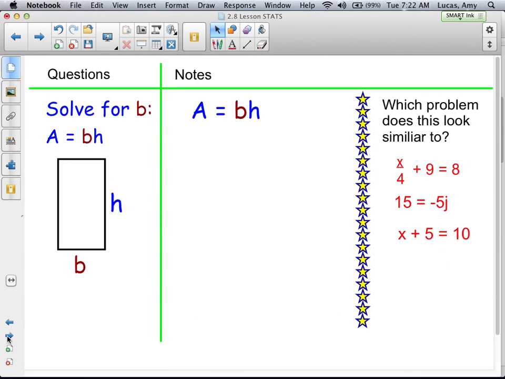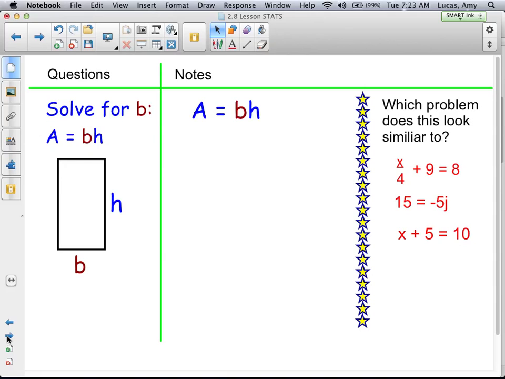Now what we are going to focus on is using the same skills that we've used when we've been solving our equations in chapter 2. We are going to be keeping our equation balanced. We are going to be adding, subtracting, multiplying, or dividing on both sides of our equation to solve, and we are going to be isolating the variable. The variable that we isolate is going to be different on each problem.